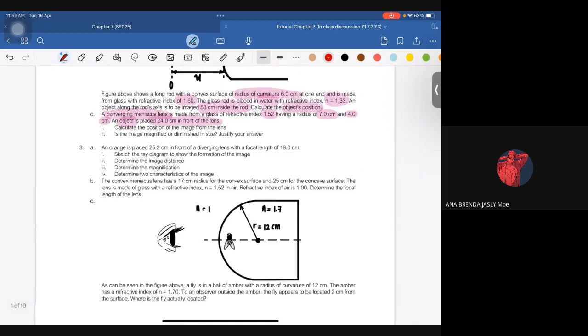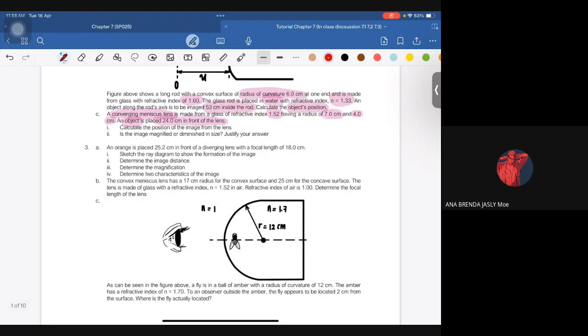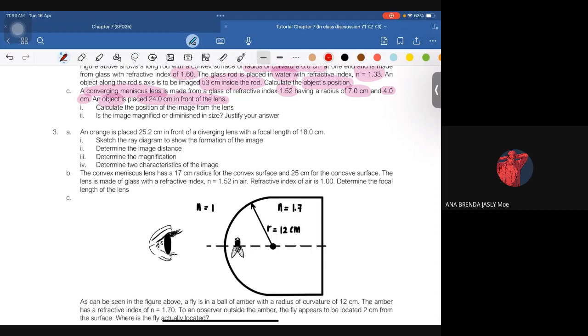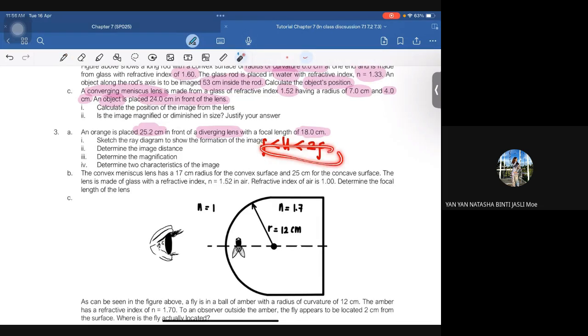Okay, question 3. An orange is placed 25.2 centimeter in front of a diverging lens with a focal length of 18 centimeters. Sketch ray diagram, nanti kamu refer diagram where sekarang ni object is greater than the focal length but less than twice the focal length. Okay, so kamu refer diagram yang ini ya. Ada dalam nota tu. Cara lukis dia.